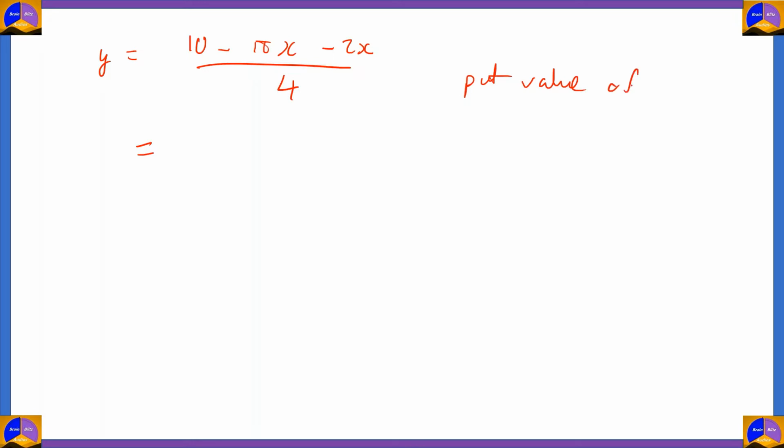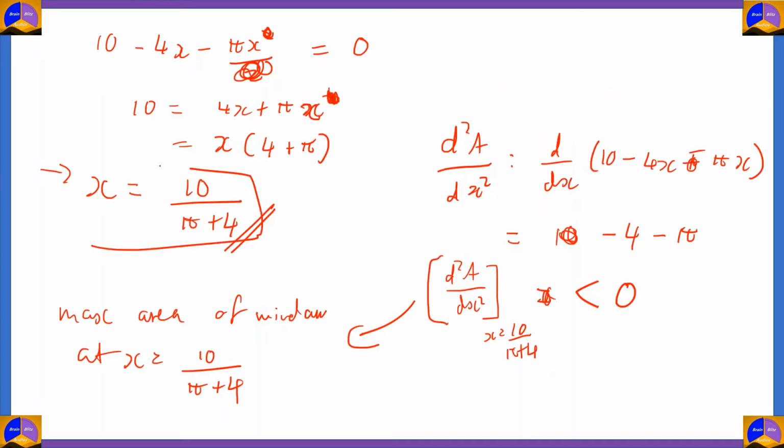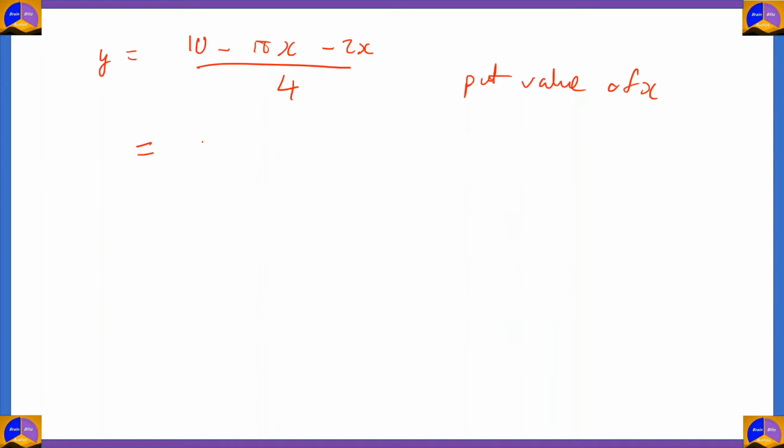So now let's look at the equation. Y is equal to 10 minus pi x minus 2x divided by 4. So now we'll put the value of x. So the value of x is 10 by pi plus 4, so we'll put that. So 10 minus 10 pi by pi plus 4 minus 20 by pi plus 4, the whole divided by 4.